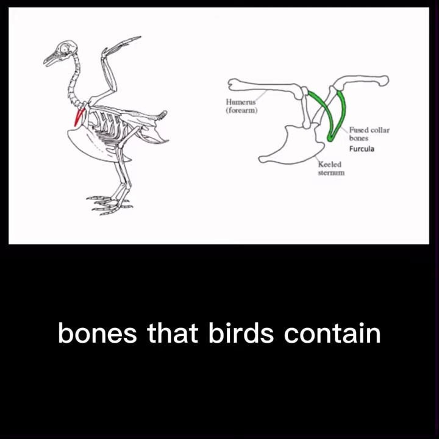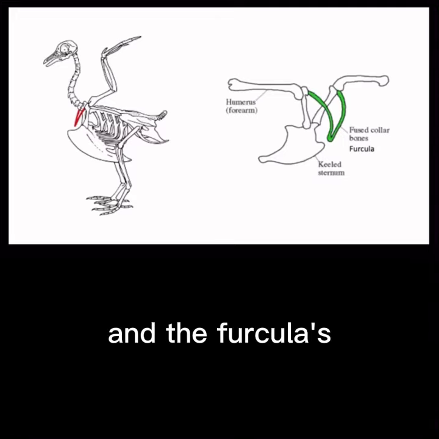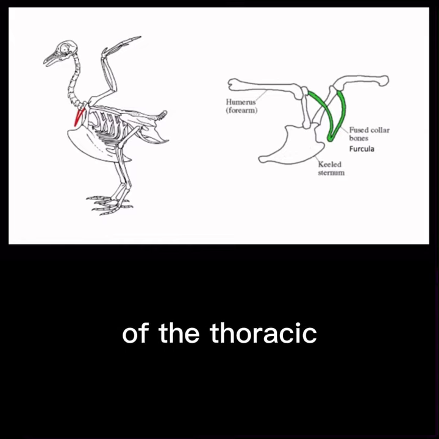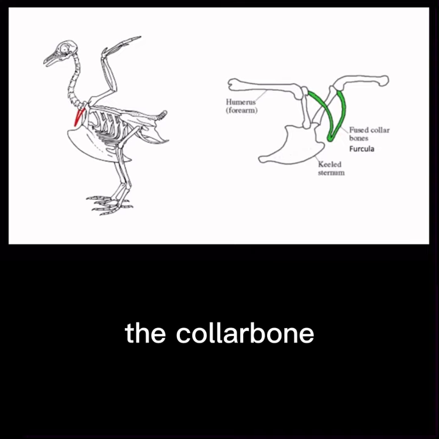Bones that birds contain but humans don't include the furcula, and the furcula's function is in the strengthening of the thoracic skeleton to help withstand flight. The furcula is like the collarbone of a human, except that it's fused instead of separated.